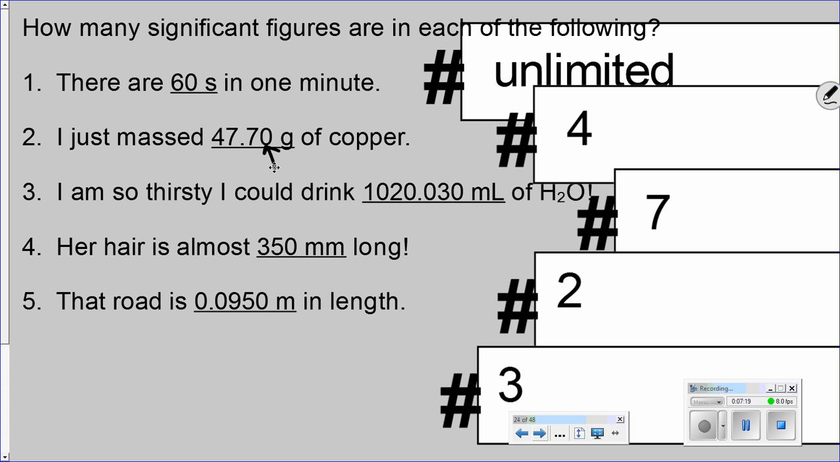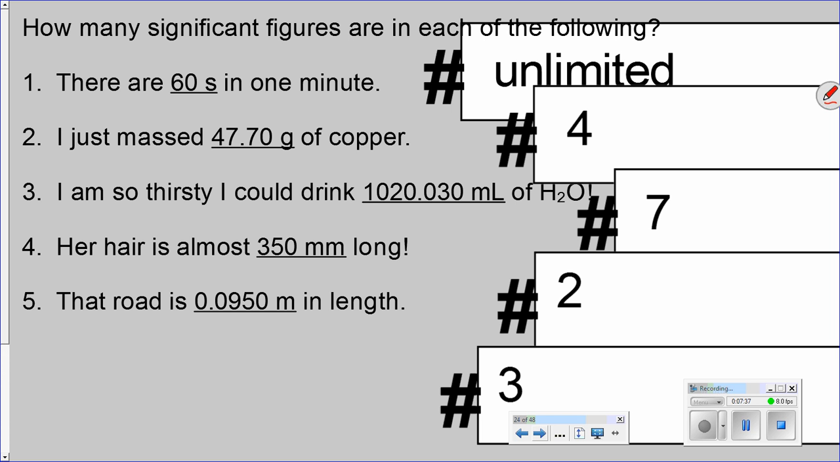So that one counts. Next one is a lot of sig figs also. It's a measurement, it has milliliters with it. All of those zeros count. Sandwich zero, sandwich zero, sandwich zero, and trailing zero. And that trailing zero there, all of those zeros are counting.